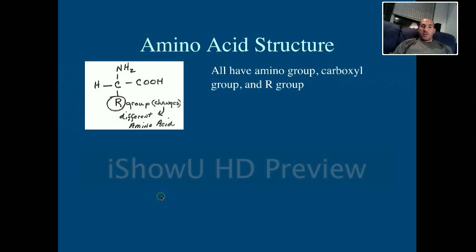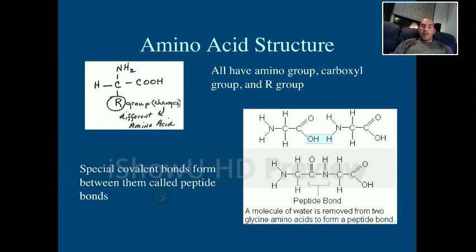So the structure of an amino acid: you've got the R group, a carboxyl group, and an amino group. The carboxyl group, the COOH, is easy to remember because it's carbon-oxygen, so carboxyl. The amino group is NH2 on the top, and the R group is pretty much anything else. It changes for different amino acids. There are 20 different R groups, therefore 20 different amino acids.